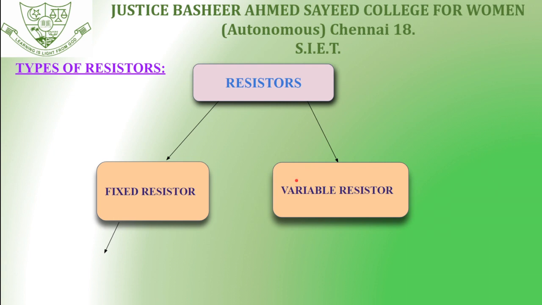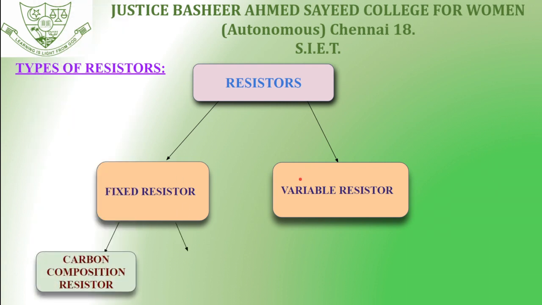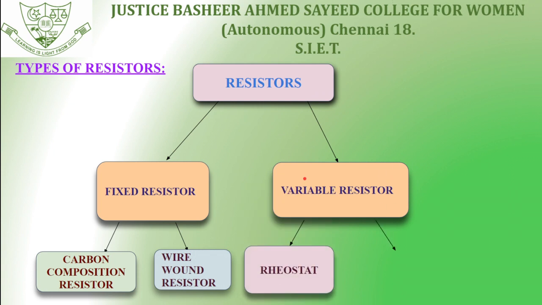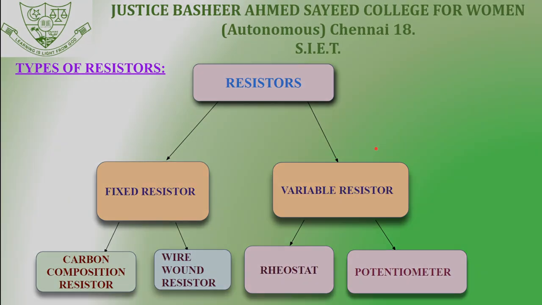Under fixed resistor, it is further subdivided as carbon composition resistor and wire wound resistor. Under variable resistors, it is subdivided as rheostat and potentiometer. So only these types of devices are going to be used in most parts of our electronic circuits.